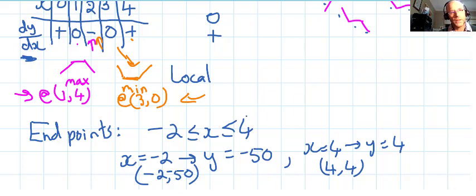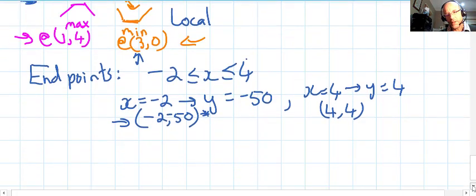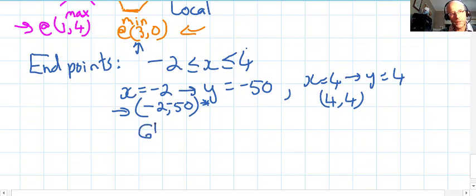Okay, and so let's see. Well, look, this minimum is way lower than that minimum, so that one there is your global minimum. All right, so we're going to put in global min. Okay, this one here, is it higher than the pink one, which was a local max?